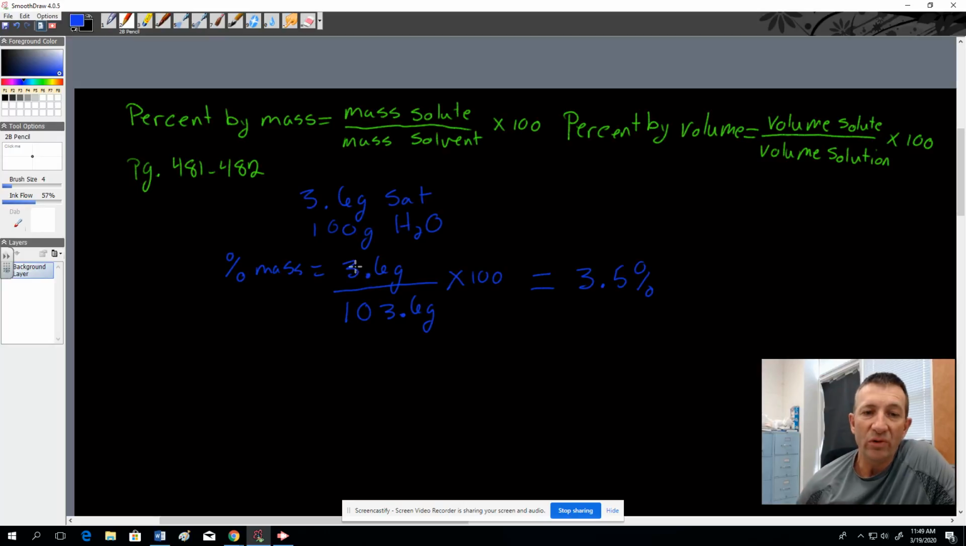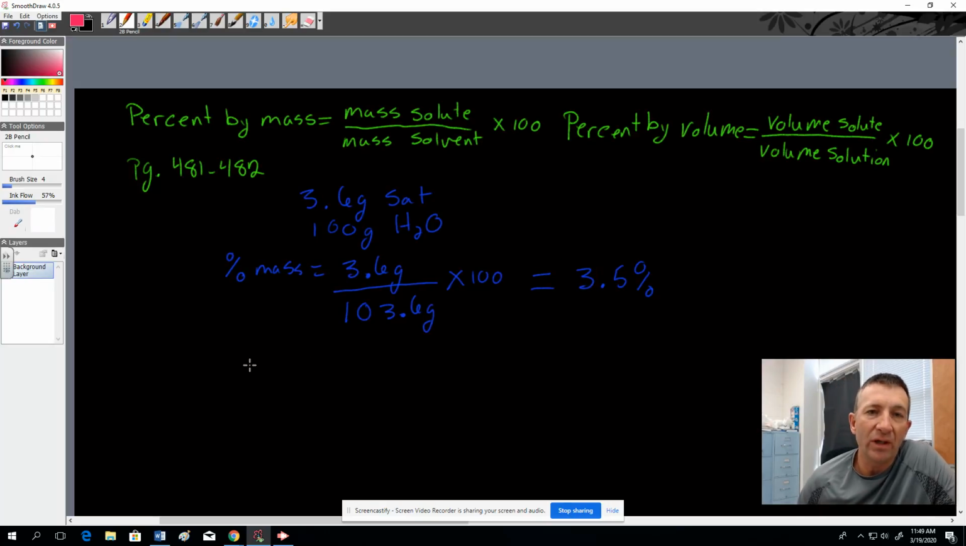Now that's how you do percent by mass problems. Percent by volume is the same way, except instead of grams, it's going to give you either milliliters or liters. It's important that we remember that these all be in the same unit. So if we're doing grams divided by grams or grams over kilograms, the percents are the same.